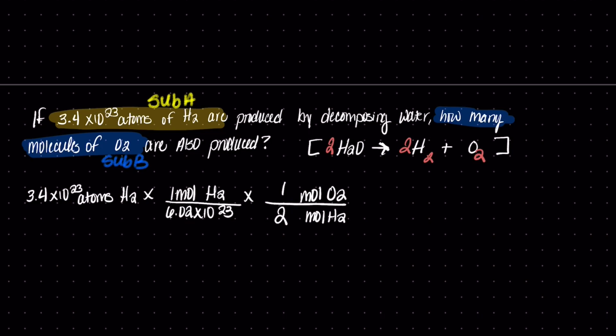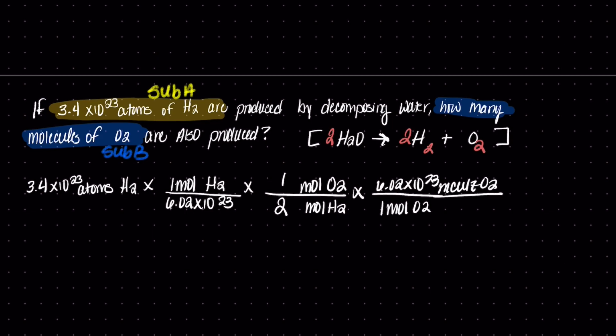Now I'm sitting in moles of O2. That's not what I was asked. I was asked to give molecules of O2, so for every 1 mole of O2, I have 6.02 times 10 to the 23rd molecules of O2.